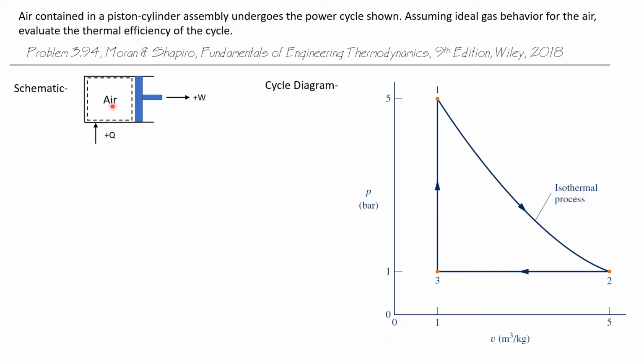Let's lay out our storyboard for this problem. We always begin with a schematic. We have a piston cylinder assembly containing air, and we will define the air as the system which we are evaluating.